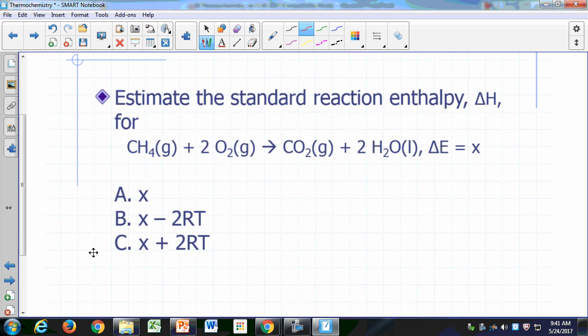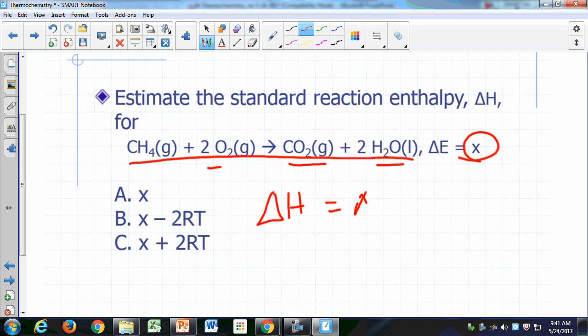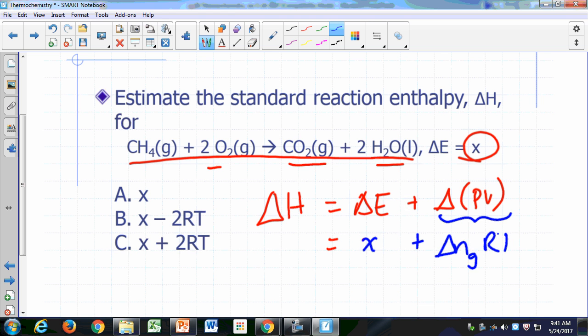Here's an example. Let's estimate the delta H for this reaction. Let's say we found the delta E from bomb calorimetry to be equal to X for this reaction, the combustion of methane. So methane plus oxygen gives you carbon dioxide gas plus water liquid. Well, what was our formula? Delta H equals delta E plus delta PV, or delta E, which is going to be X, plus our delta PV, which is delta n gas times RT.